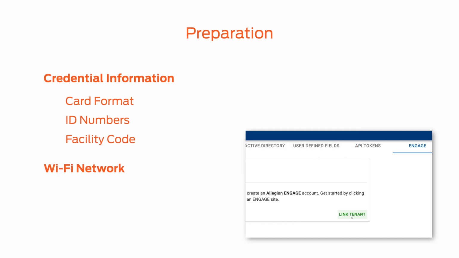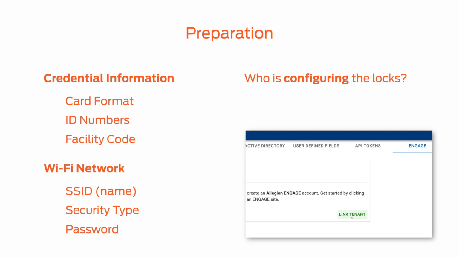We'll also assume you know the SSID, or the name, the security type, and the password for the Wi-Fi network to which you will be connecting the Wi-Fi locks. Lastly, we'll assume that you've determined who will be responsible for configuring these locks, and that they have an iOS or Android device so they can get the Engage app and configure them. We're going to assume you've already taken care of these things.